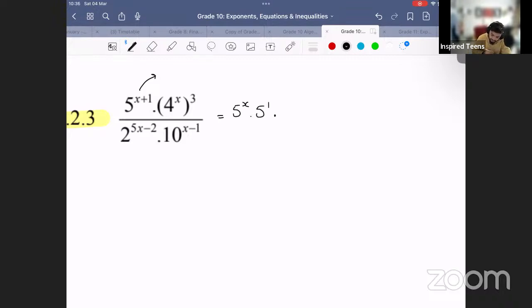Then it's multiplied by. Now let's have a look at this. I have 4 to the power of x to the power of 3. So remember, this is a power to a power. So I multiply the powers. So it becomes 4 to the power of 3x.